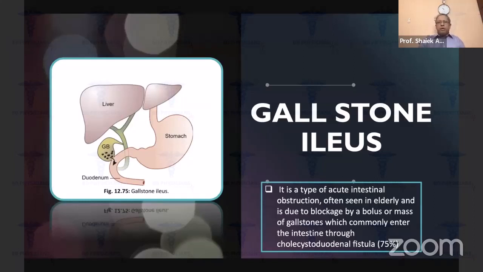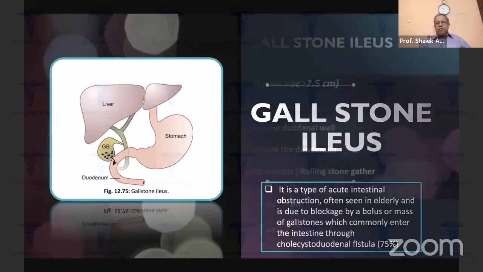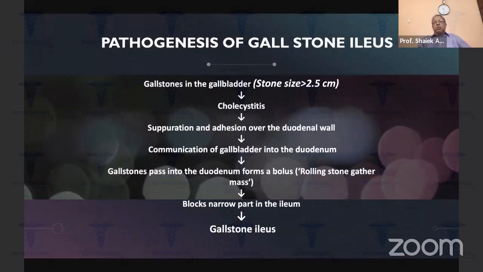Then it passes forward. It is a type of acute intestinal obstruction often seen in the elderly, due to blockage by a bolus of gallstones, which commonly enter the intestine through a cholecystoduodenal fistula in 75% of cases. The pathogenesis of gallstone ileus: gallstone in the gallbladder, stone size more than 2.5 centimeters. There is cholecystitis, suppuration and adhesions over the duodenal wall, communication of the gallbladder into the duodenum. The gallstone passes into the duodenum, forms a bolus, rolling stones together into a mass, blocks the narrow part of the ileum, and gallstone ileus develops.